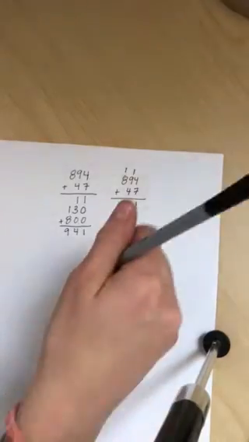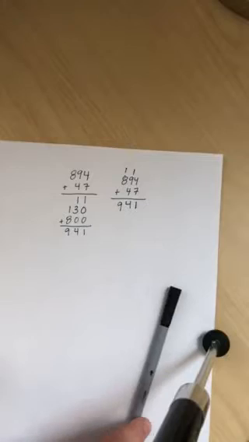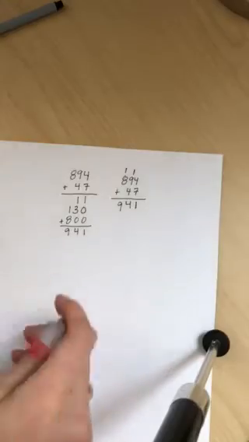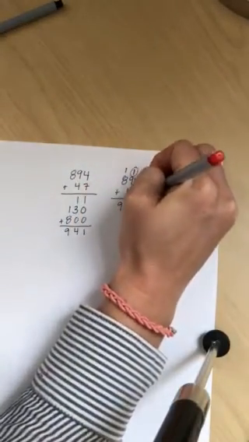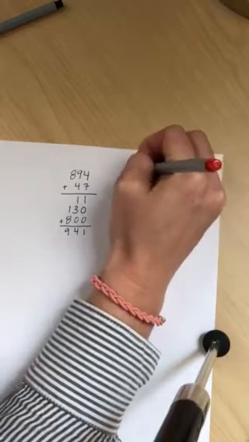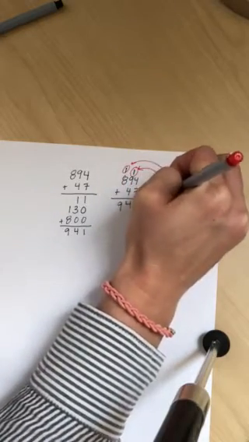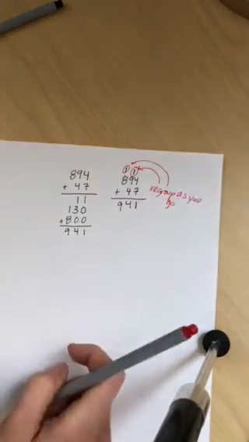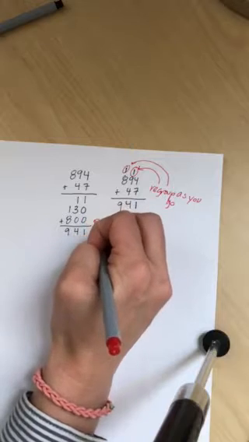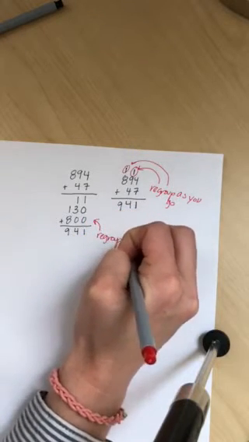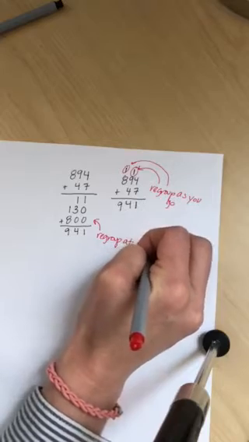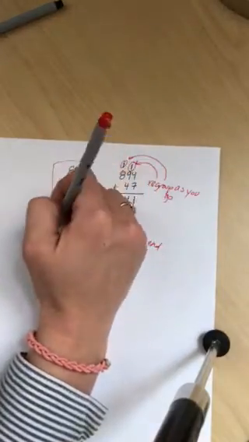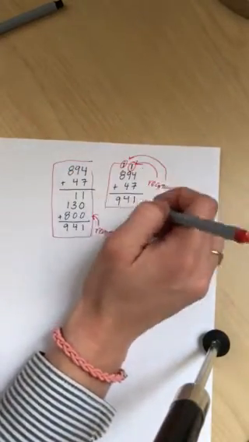The only difference is that in the more compact version of the algorithm, we regroup as we go, whereas in this version, we regroup at the end. So notice that the only real difference is how much space these take up. This one takes up a little bit more space on paper.